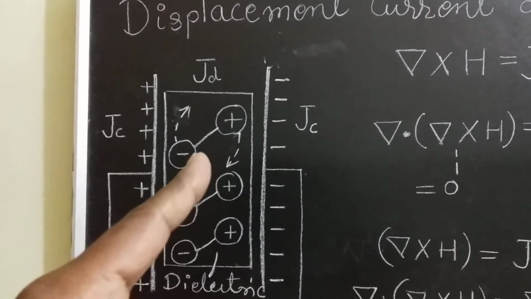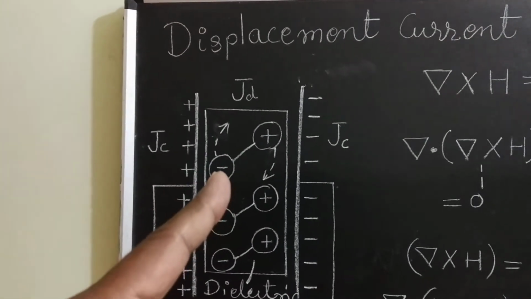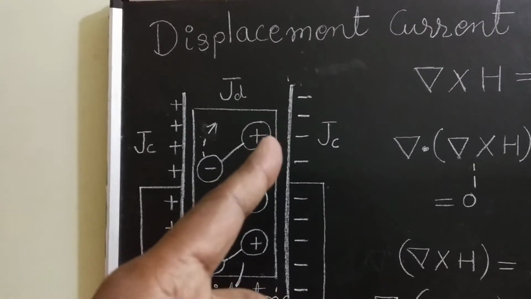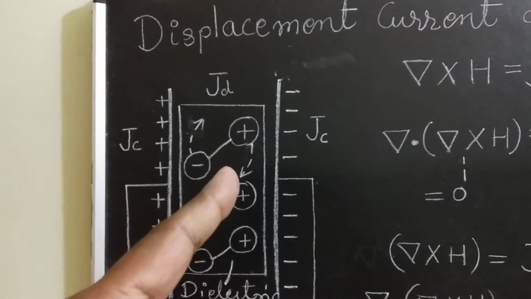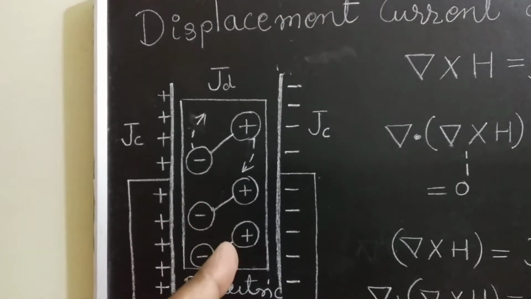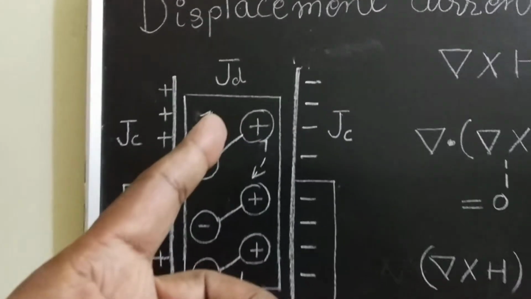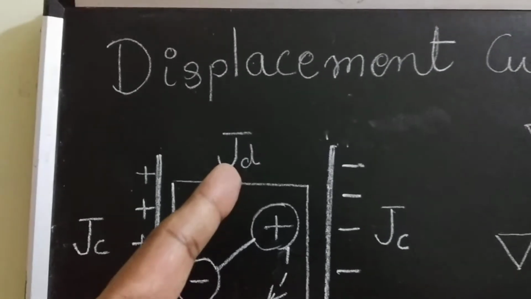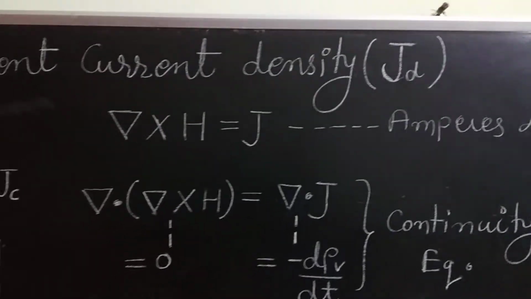but the dipoles are oriented in a particular direction. In this case, the negative charge will be twisted like this and the positive accumulated charge will be twisted. The accumulated charges which are displaced by a small distance are known as a dipole. Thus the orientation of these dipoles is changing, and in the dielectric a new type of current density, denoted by JD, known as displacement current density, exists.